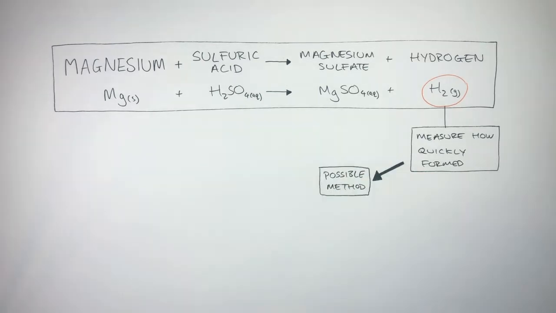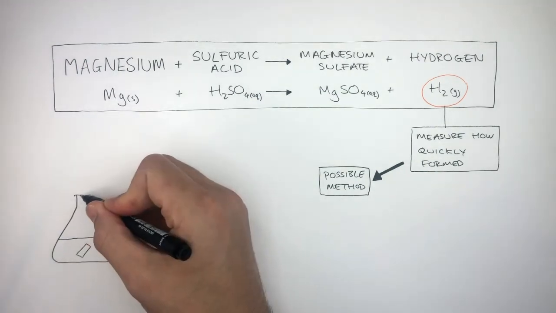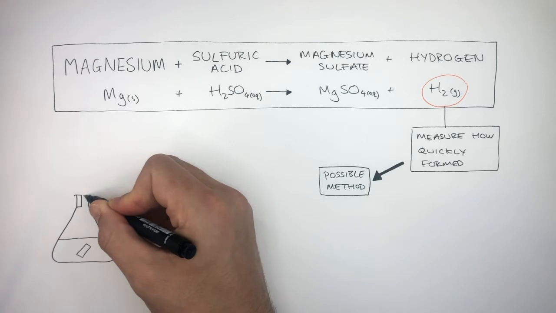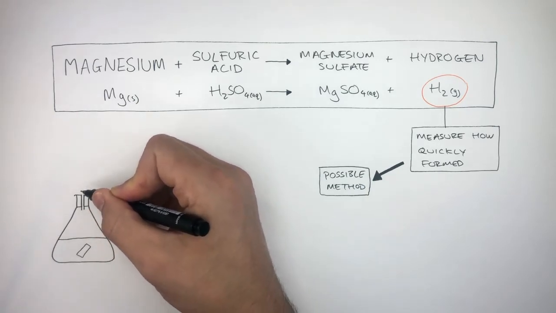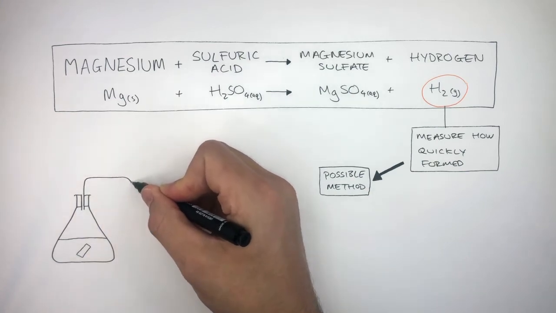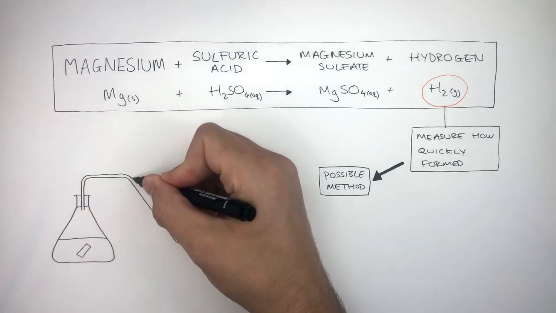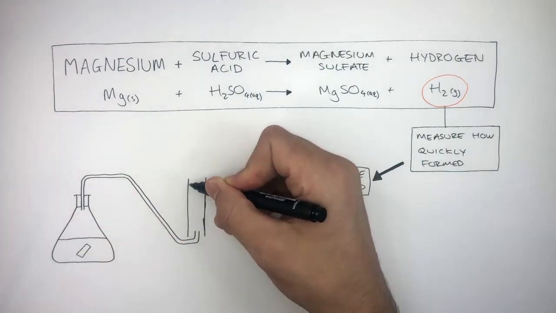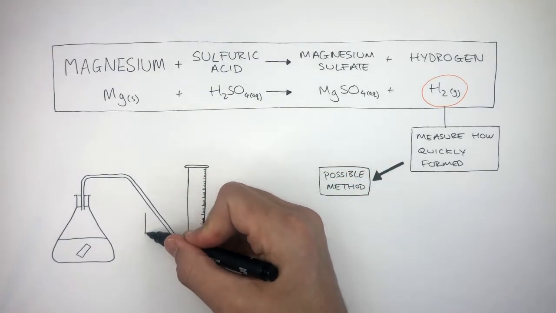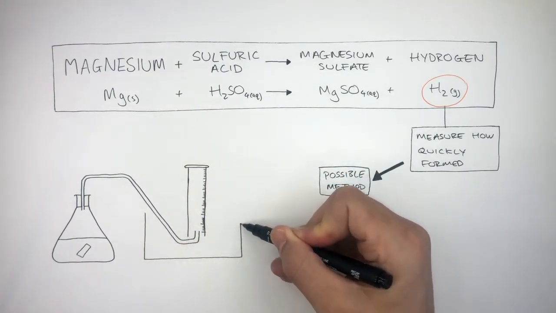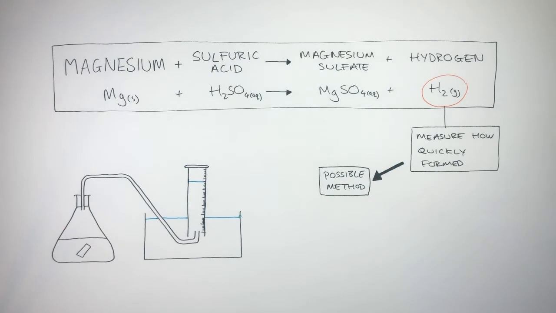One possible method is where there's a conical flask which contains the reactants. There's a bung in the neck of the conical flask with a delivery tube connected to the conical flask. This delivery tube goes from the conical flask to an inverted measuring cylinder. This is a measuring cylinder which is upside down in a trough of water.